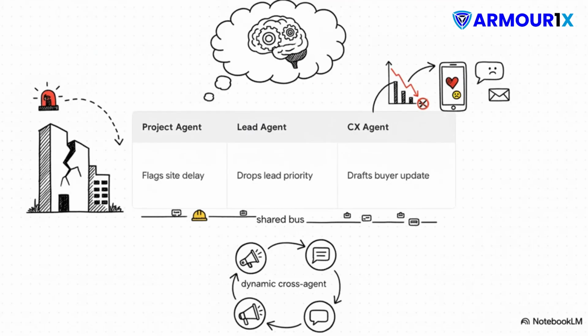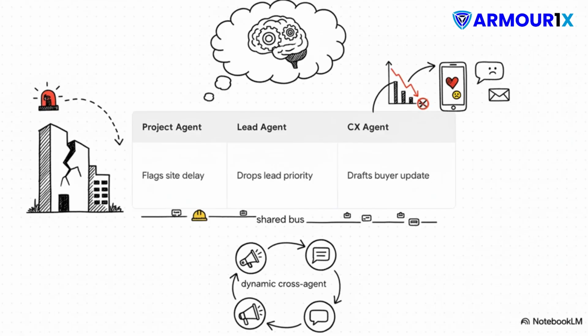When you look at this mapping, this is really the major aha moment for the entire architecture. Let's say the project agent suddenly detects a critical structural delay on a building site. It immediately publishes that delayed project's name straight to the shared bus. Instantly, the lead agent picks up that signal and automatically deprioritizes sales efforts for that specific building. I mean, why push your team to sell units you know for sure you can't deliver on time, right?